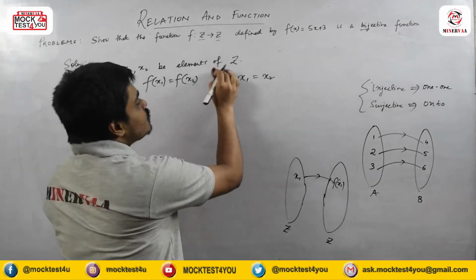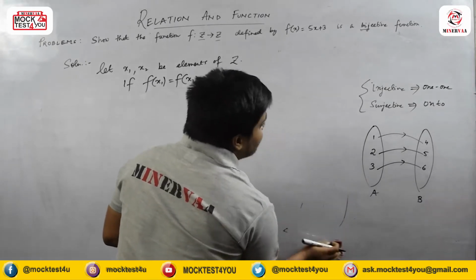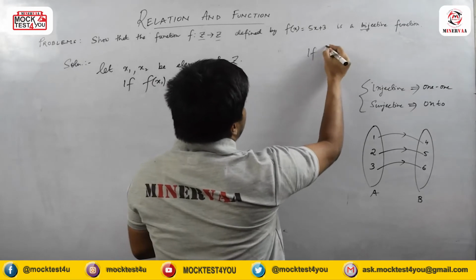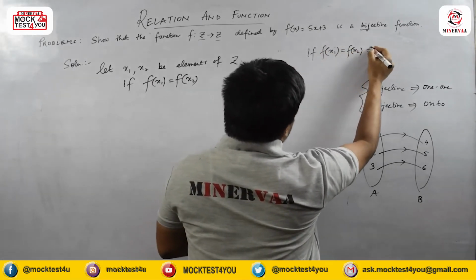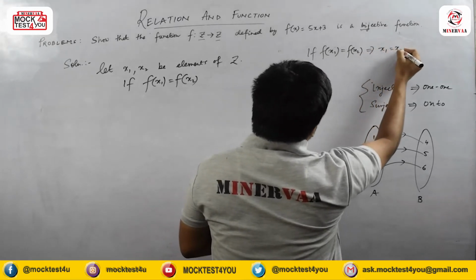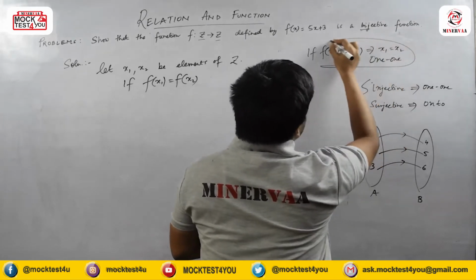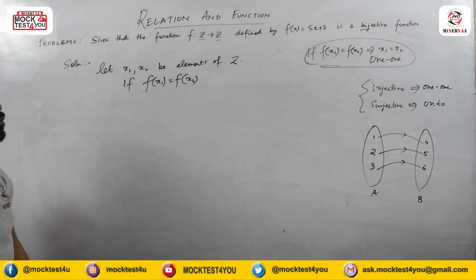So for the moment, I'm just erasing this one. So please write it down in your notes section. Important note: if f(x1) is equal to f(x2) implies x1 is equal to x2, the function is a 1-1 function. So from here we have to start. So f(x1) is equal to f(x2), that's our assumption.